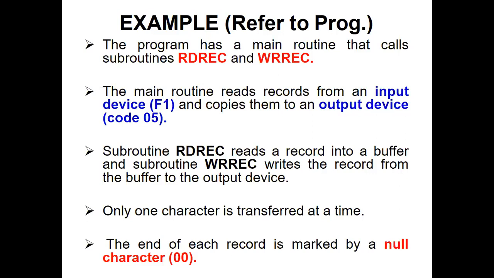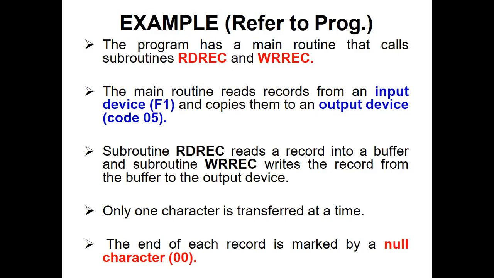Now subroutine RDREC reads a record, like I have said, into a buffer. A buffer is some storage in memory. It reads a record one character at a time, which means there is going to be a loop. Whichever character is read is put into a buffer in memory.